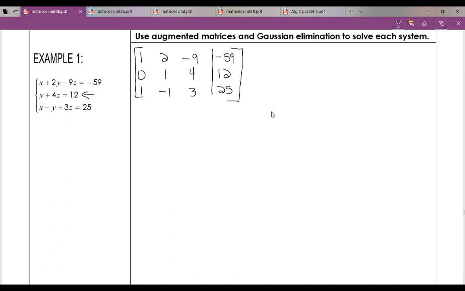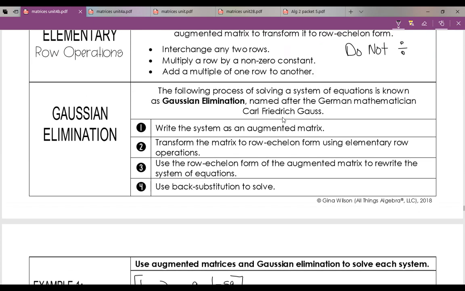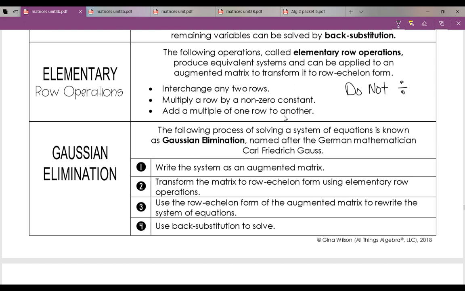So now, according to what was here, I can transform the matrix by using any of these operations. If I want to switch 2 rows, I can do that. If I want to multiply one row by something to change it, I can do that.